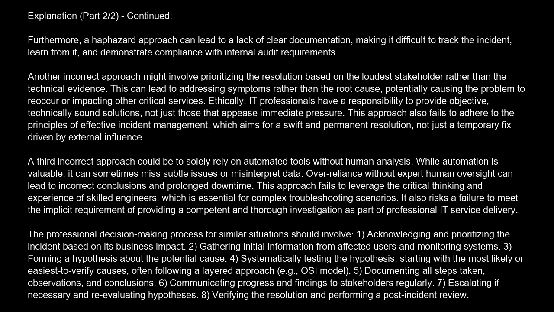Acknowledging and prioritizing the incident based on its business impact. 2. Gathering initial information from affected users and monitoring systems. 3. Forming a hypothesis about the potential cause. 4. Systematically testing the hypothesis, starting with the most likely or easiest to verify causes, often following a layered approach, e.g. OSI model. 5. Documenting all steps taken, observations, and conclusions. 6. Communicating progress and findings to stakeholders regularly. 7. Escalating if necessary and re-evaluating hypotheses. 8.